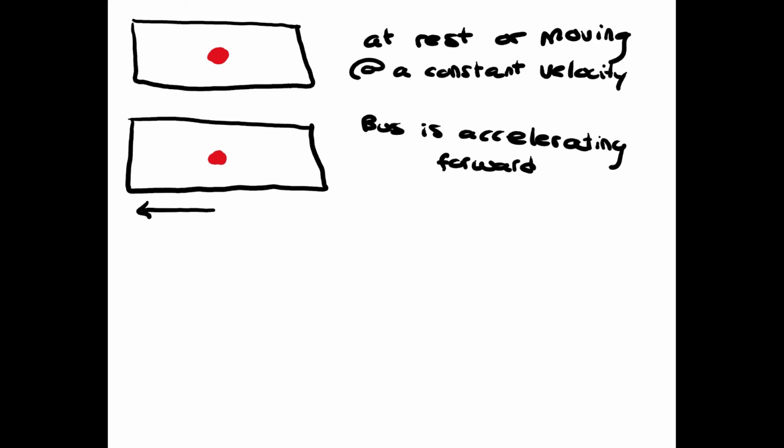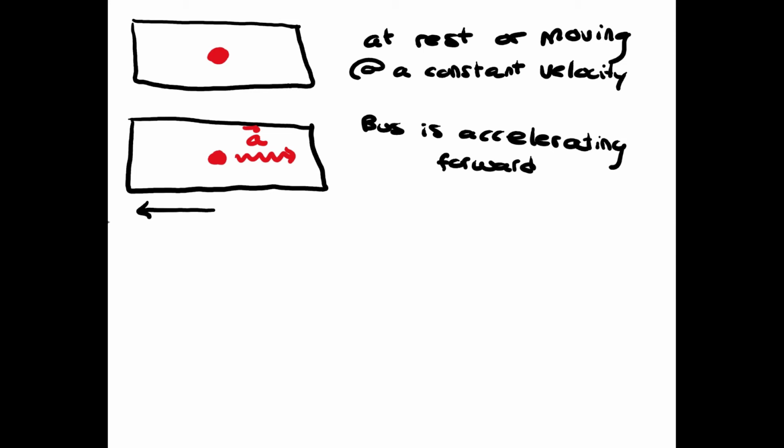Okay, so from the frame of reference of the bus, the ball would appear to accelerate backwards, but from the frame of reference of the road, the ball is stationary. And this is because the bus is a non-inertial reference frame. The bus frame of reference is non-inertial, but the road frame of reference is inertial. So that's why from the frame of reference of the road, the ball doesn't appear to be moving, but from the frame of reference of the bus, the ball is accelerating this way, backwards, in an opposite direction.